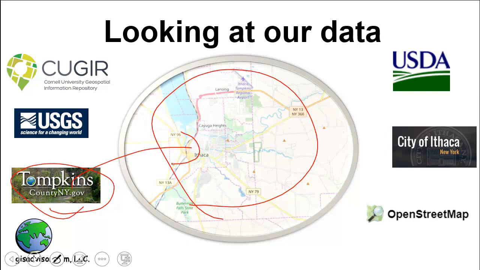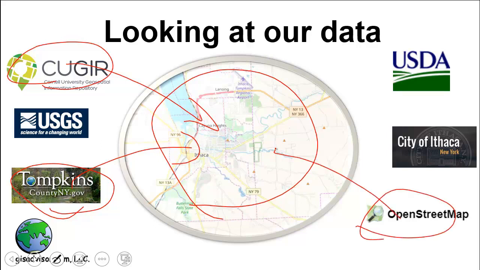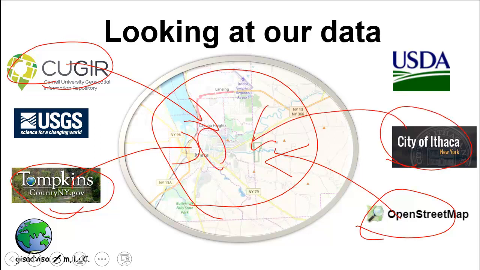But I'm also going to grab data from repositories. So things like the Cornell University Geospatial Information Repository, they have a lot of data. We'll be grabbing data from that location as well and pulling it in. We'll download it, but we'll also look at it live over the internet. OpenStreetMap makes for great data sets to use for backgrounds, as well as downloading some of that data and integrating it with our own. As I mentioned, the city of Ithaca is a part of Tompkins County, so we're going to look at their data.